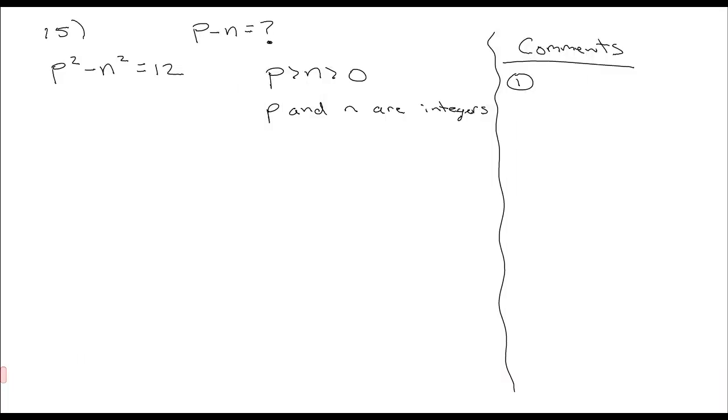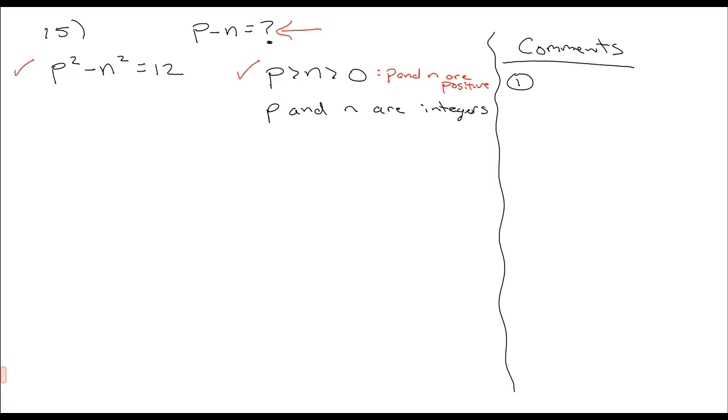Number 15 wants to know what the value of p minus n could be. Okay, and we're given that p squared minus n squared is equal to 12. We're also given that p is greater than n, which is greater than 0, which implies that p and n are both positive. We're also told that p and n are integers.